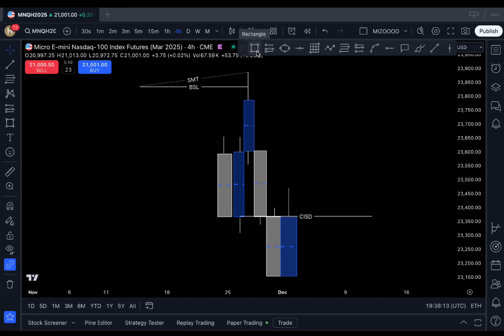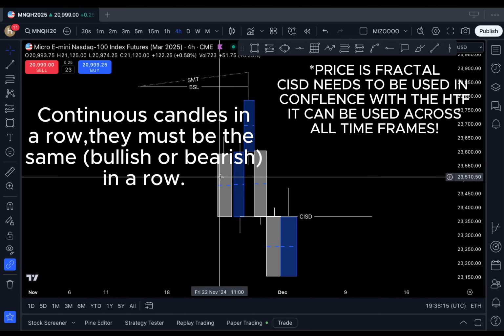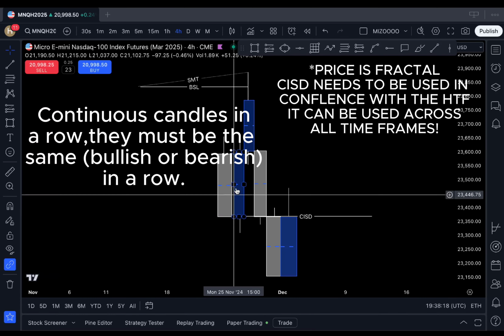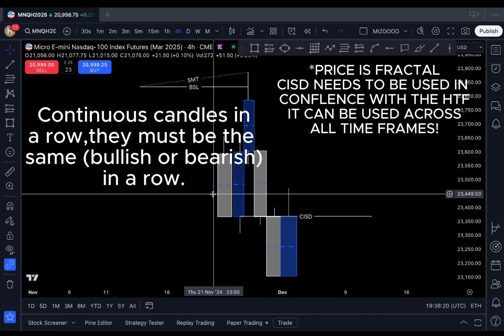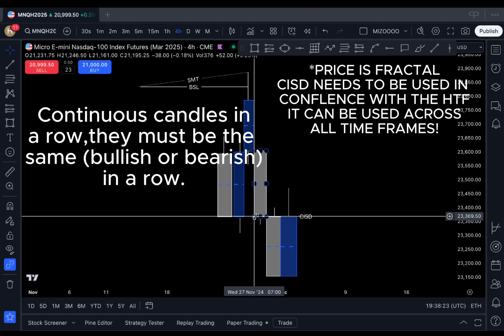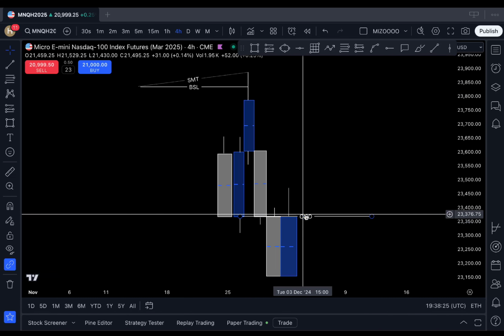Now, a change in state of delivery can be made up of two or more candles. It can never be one candle, it has to be two or more. It can be as many candles as you want, but it cannot be one. So, a change in state of delivery is when you have two or more candles like this here, and then on the body of the candle it will get closed below, and that is called a change in state of delivery.